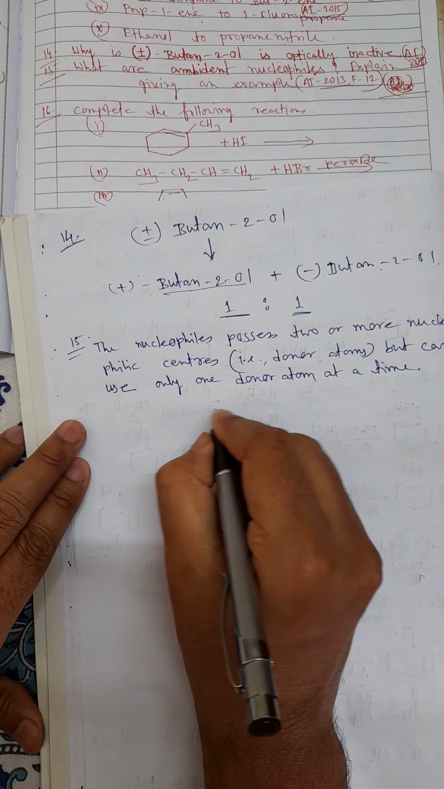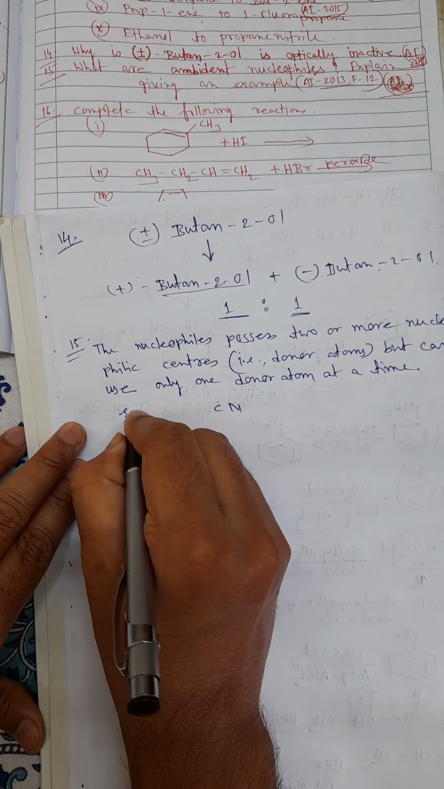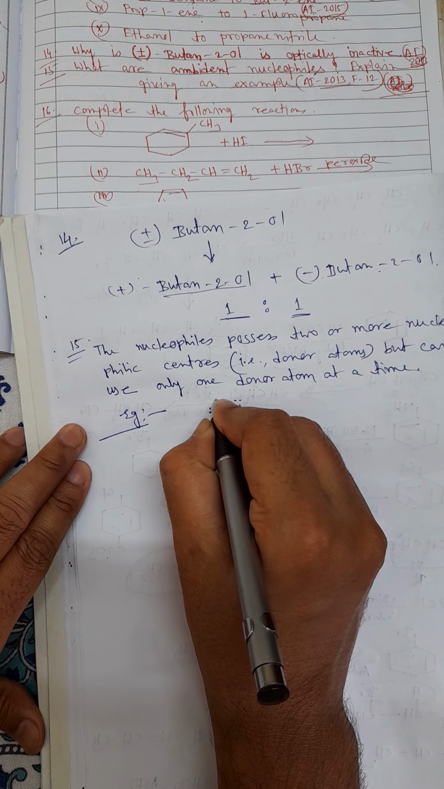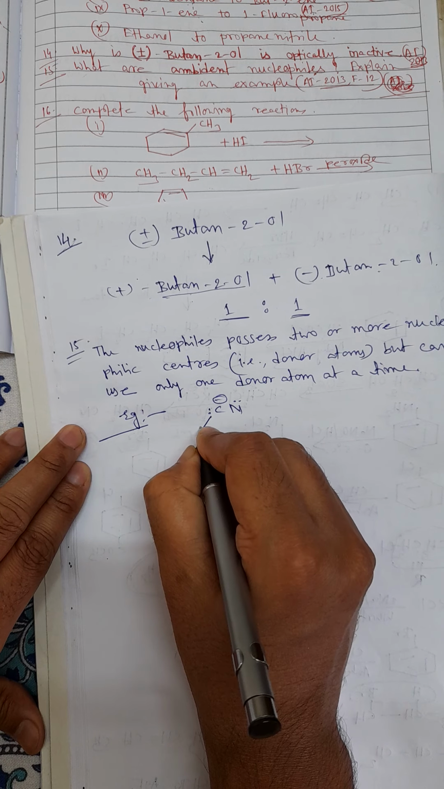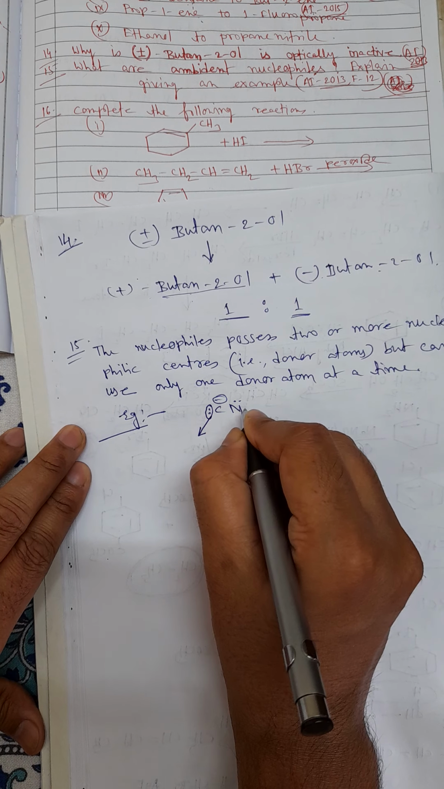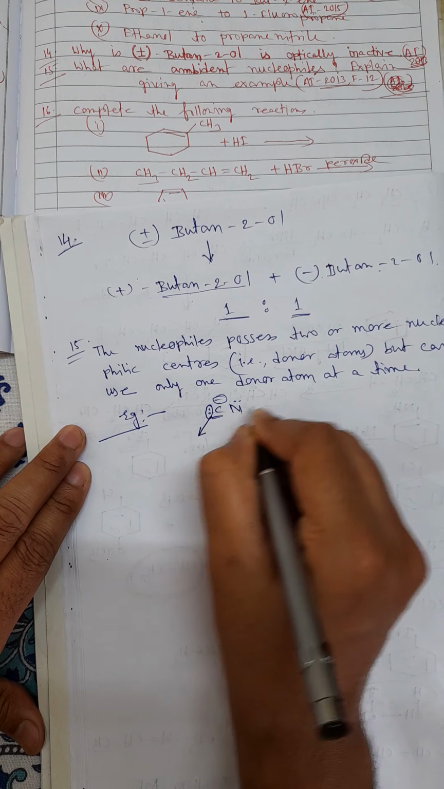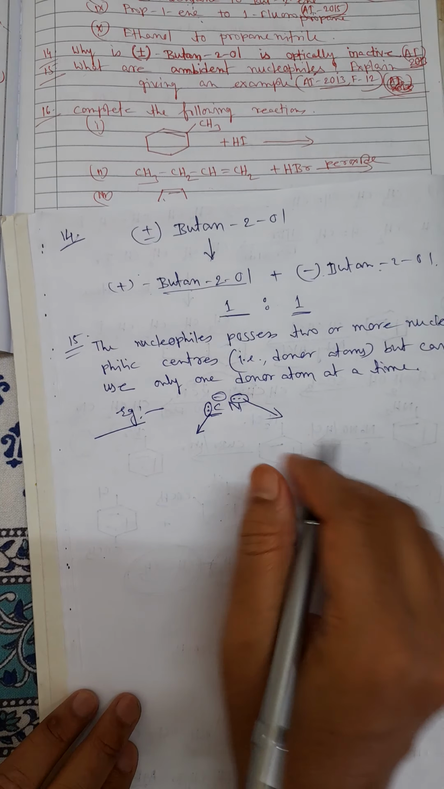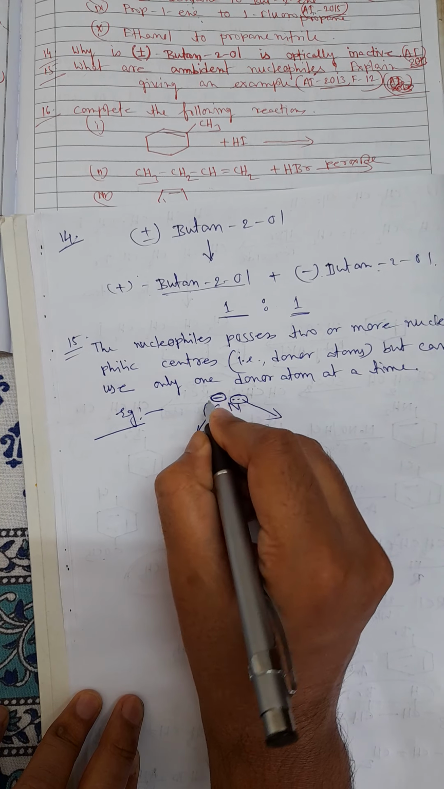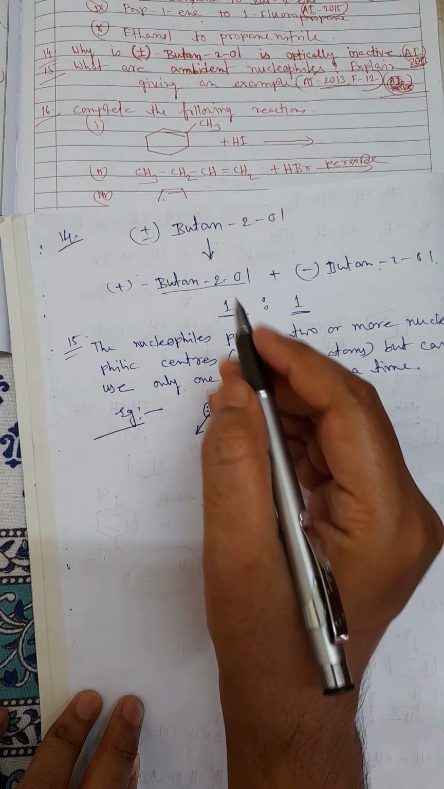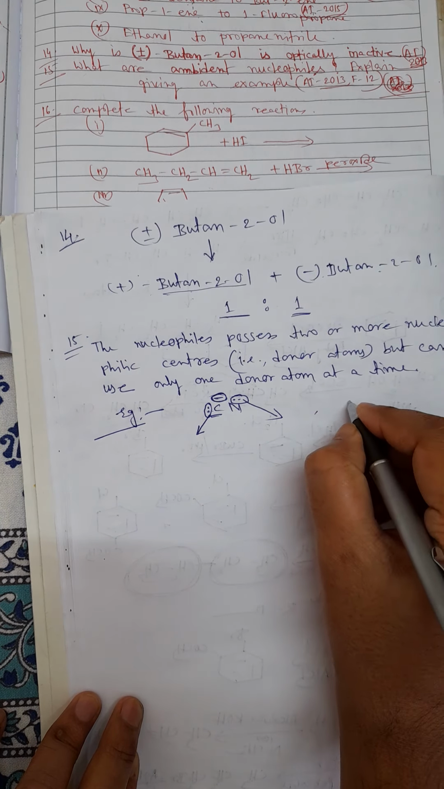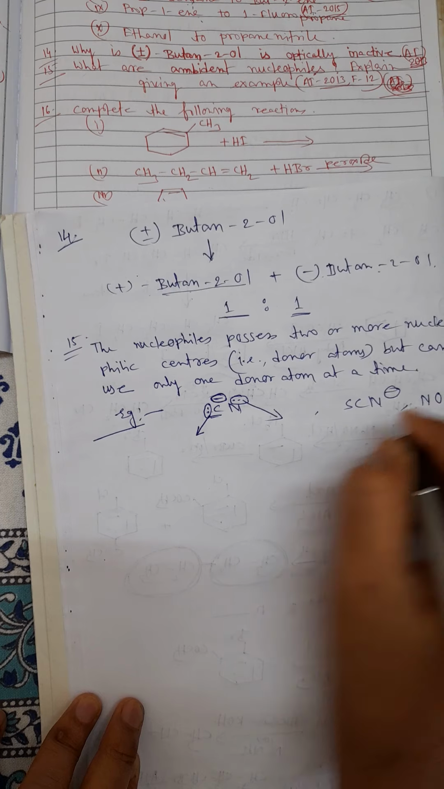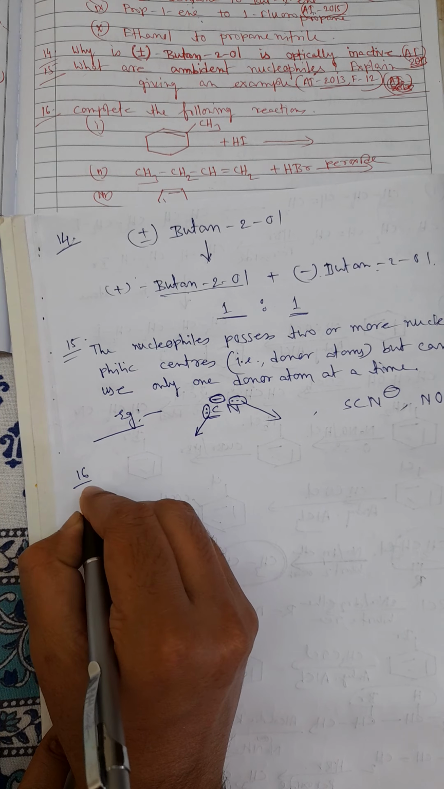For example, if we consider CN minus, CN minus can use the carbon donor atom or the nitrogen donor atom. For that reason, CN minus is an example of an ambident nucleophile. Another example is SCN minus or NO2 minus. All of these are examples of ambident nucleophiles.